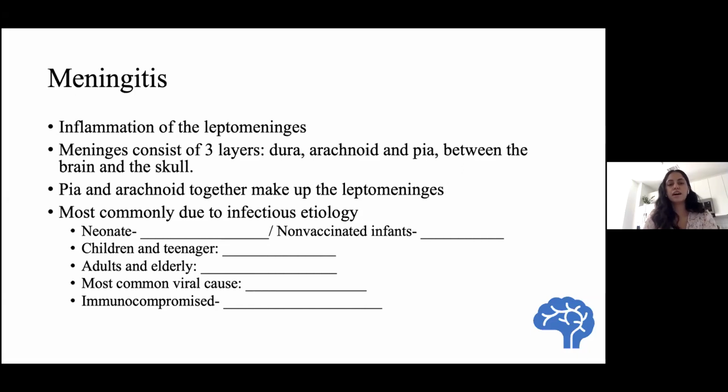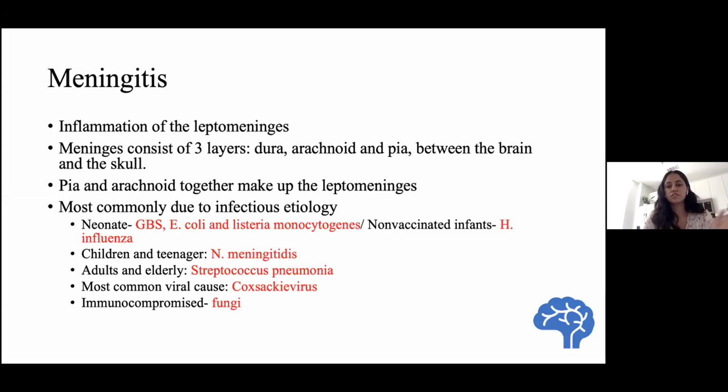And then immunocompromised. What is one thing you want to keep in the back of your head when an HIV patient comes in with headaches and signs of meningitis? This one has so many answers. Yeah, fungal. Yes, perfect. So fungal etiologies are something you don't want to forget. And you guys did great. You hit each and every one of them.